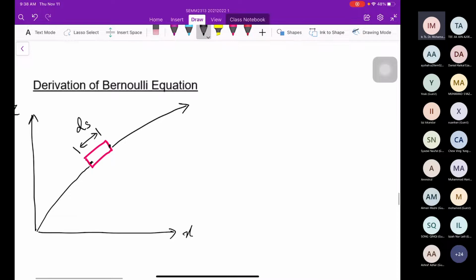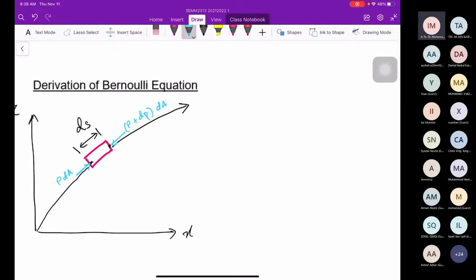This will have the force. Let's say we have the force PdA, the pressure from this side, and also we have the force from the other side: pressure plus the change of pressure, because different location will have different pressure. That means the pressure here, we need to add the change of pressure, multiplied with the A.